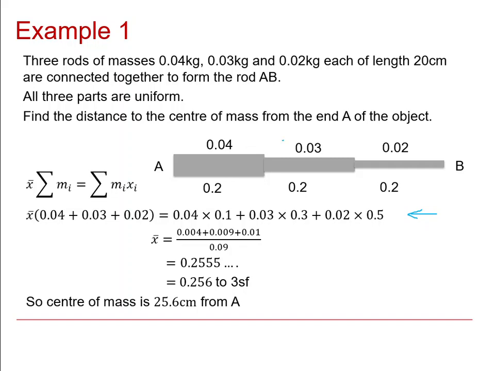So that's somewhere around about here. 25.6 centimetres means it's somewhere around about here, yes. 0.2 up to there, and 0.25 to 0.26 is a bit further along. So that's where we're saying the centre of mass is.